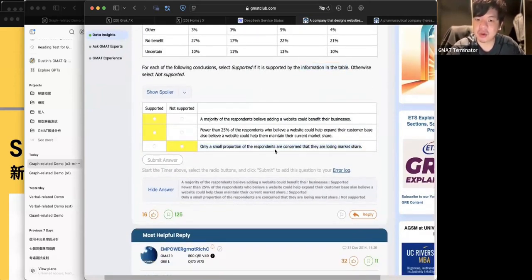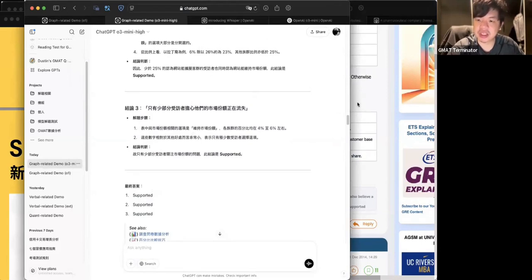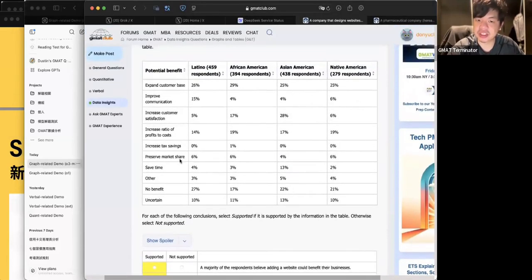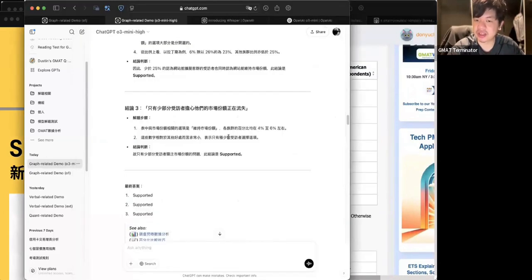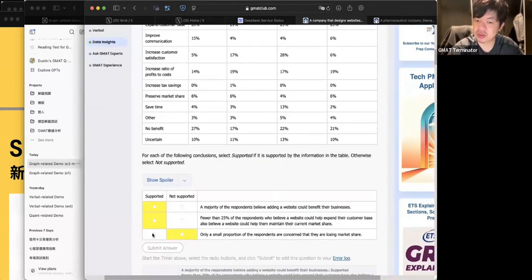It says that among all the respondents, only a small portion were concerned about losing their market share. So let's take a look at what the original reasoning was. The original reasoning was that the table mentioned maintaining market share. And in this section, it's about 6%, 6%, 4%, 6%. So he thought, yes, it's really just 6%, 4%, 4%, 6%, only a very small number. So he thought this option should be supported.